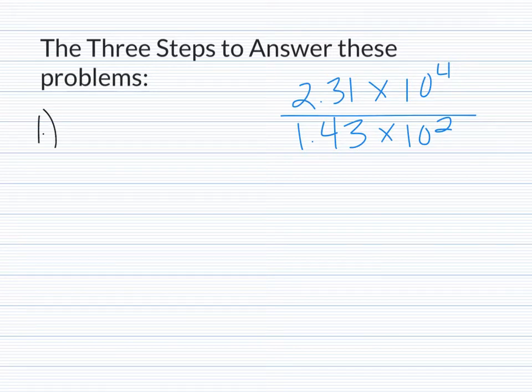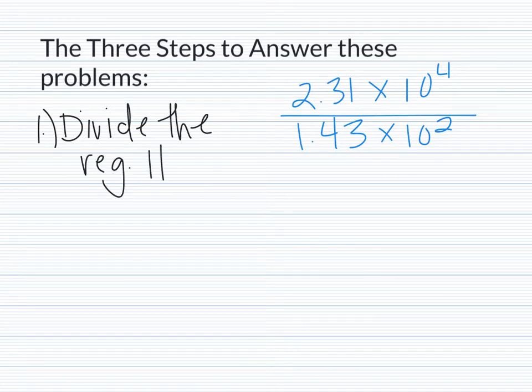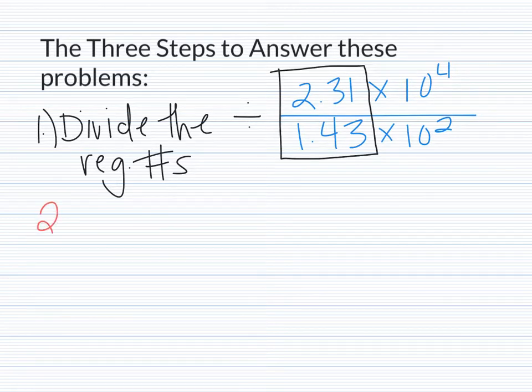So let me write this down as part of our steps here. Number 1, I need to divide the regular numbers. So what does that mean? I take our decimal numbers and I divide them. Okay? The second thing I do is subtract my exponents. So I need to subtract the exponents.